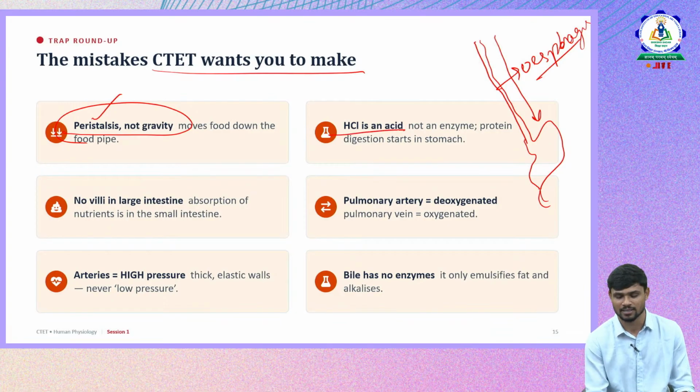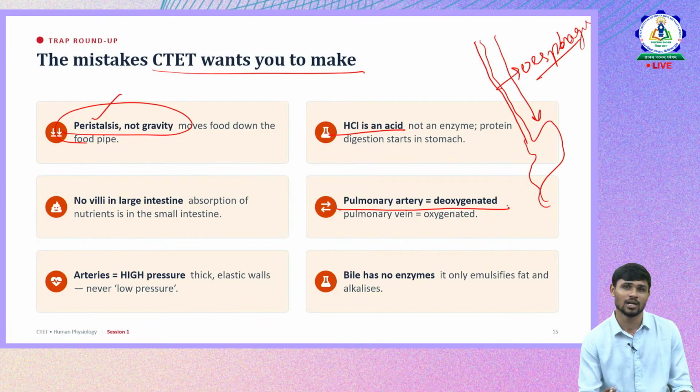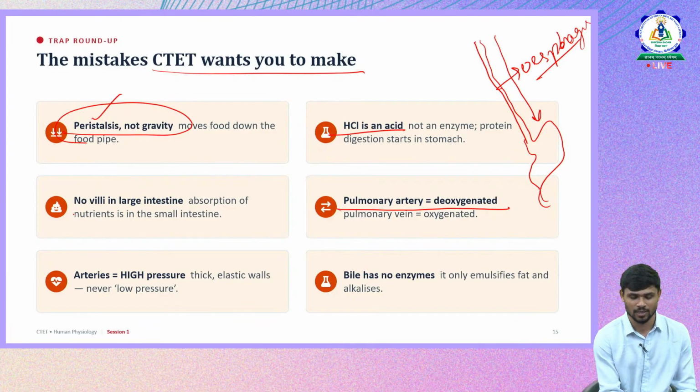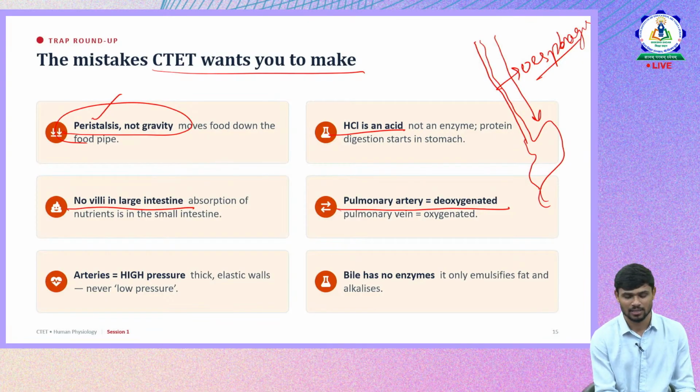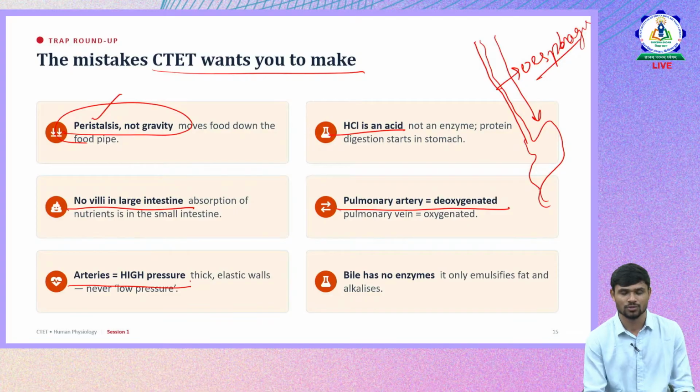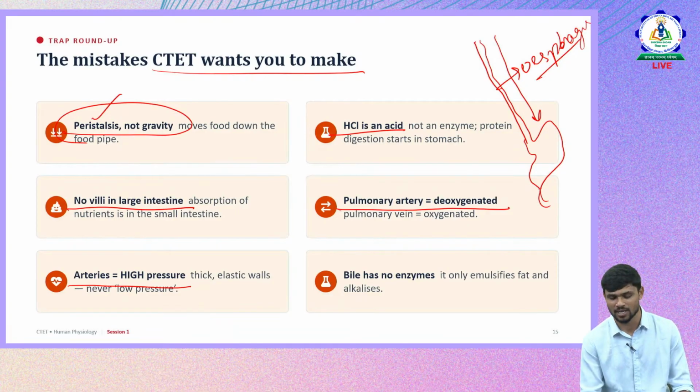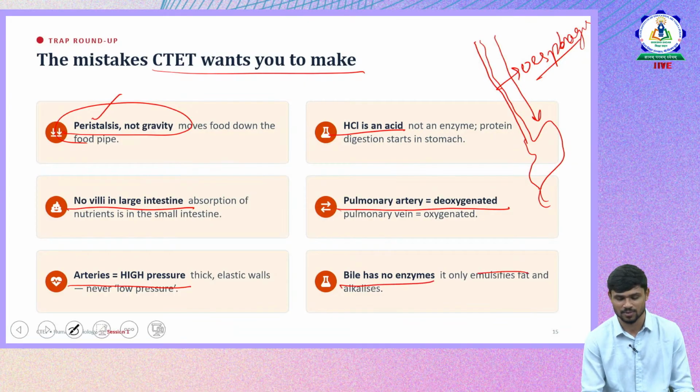HCl is an acid. Pulmonary artery equals deoxygenated blood; not all arteries carry oxygenated blood. No villi in the large intestine; they are only present in the small intestine. Arteries equal high pressure because they carry oxygenated blood to different parts of the body. Bile juice has no enzymes.